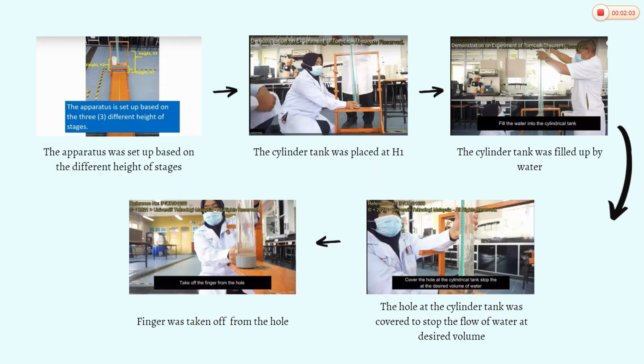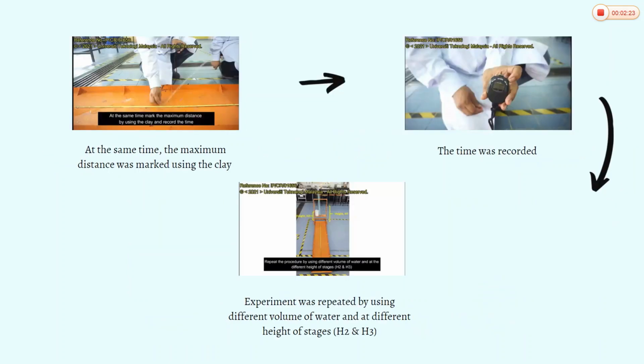So for the first step, the apparatus was set up based on the different height of stages, where there are 3 different height of stages. Next, the cylinder tank was placed at H1, and the cylinder tank was filled up by water. Next, the hole at the cylinder tank was covered to stop the flow of water at desired volume, and finger was taken off from the hole.